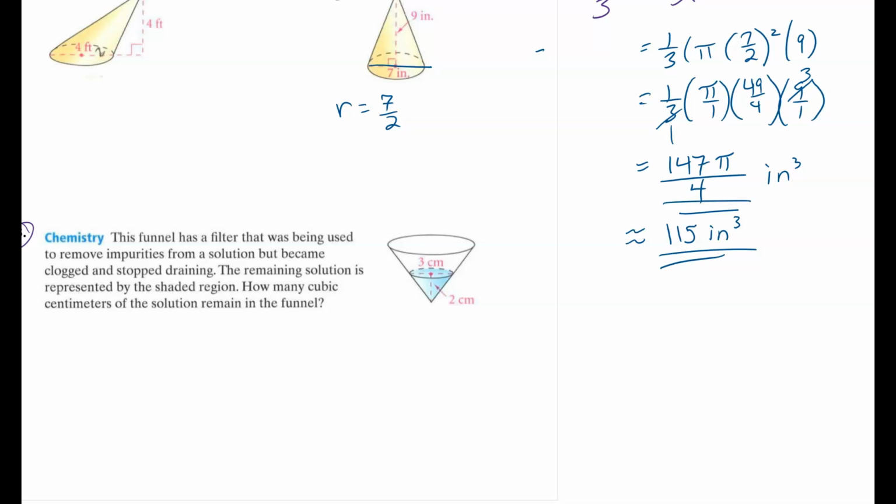This is actually doing the same thing as problem number 7. It's just in a word problem, and it says the following. This funnel has a filter that was being used to remove impurities from a solution, but became clogged and stopped draining. The remaining solution is represented by the shaded region. How many cubic centimeters of the solution remain in the funnel? So basically, I'm looking for just the blue.